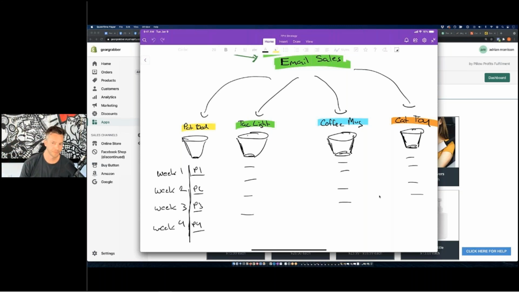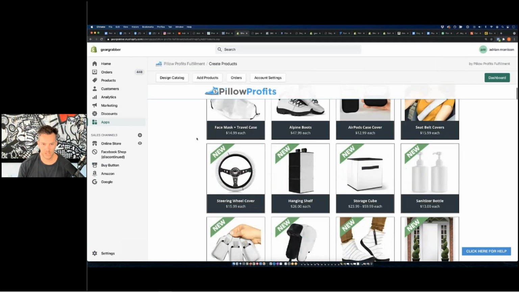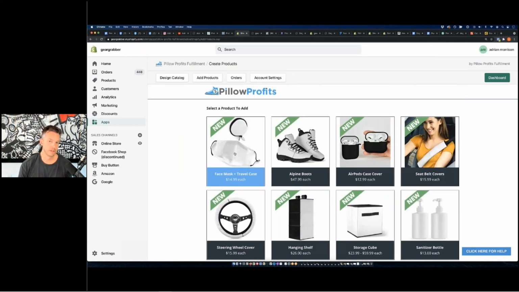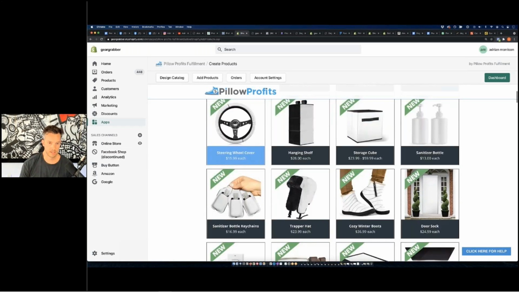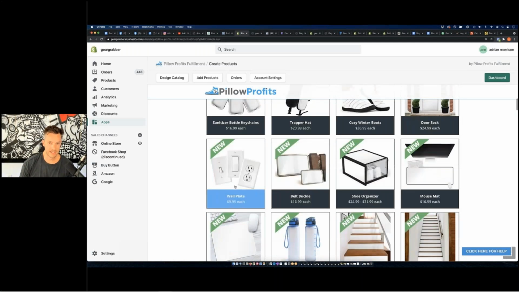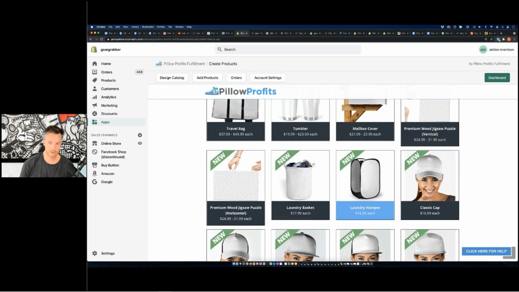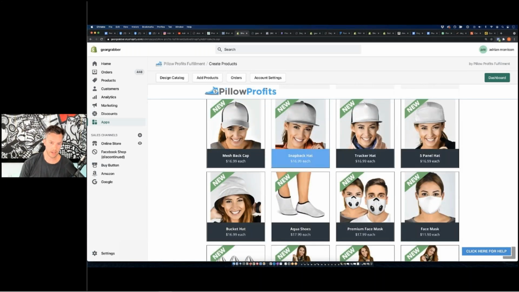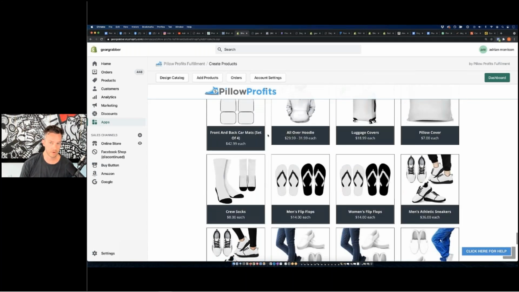It's really easy. I go to Pillow Profits, and I'll put a dog saying on a face mask, a picture of a dog or a dog saying on some boots, some AirPod covers, seatbelt covers is 1, 2, 3, 4, sanitizer 5, 6, 7, 8, and so on up to 30. You can see that there's well over 70 products just in here, right?